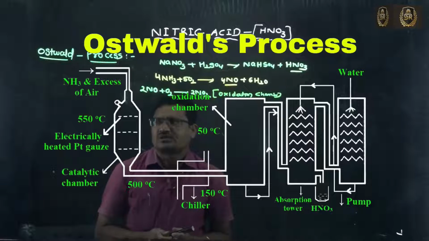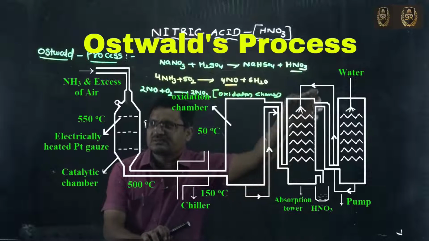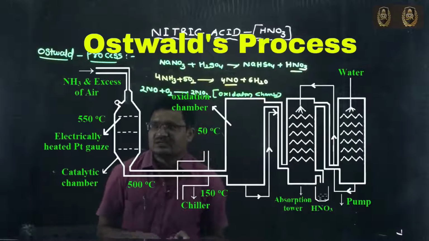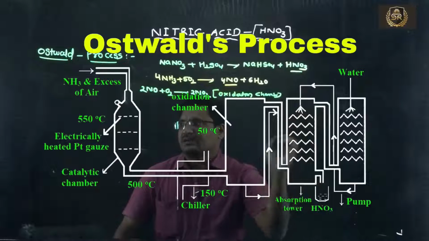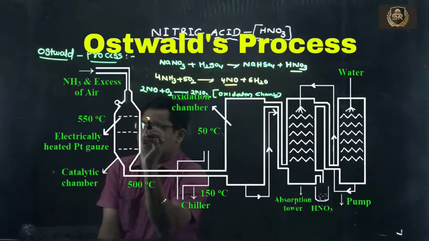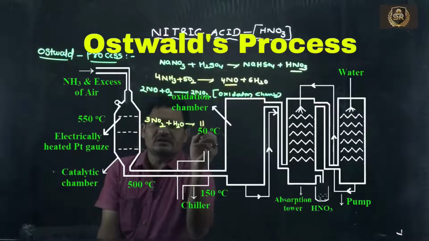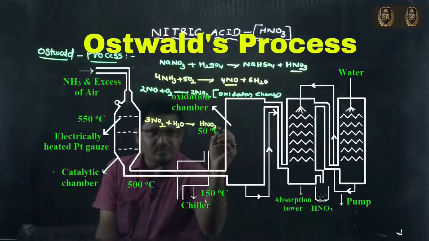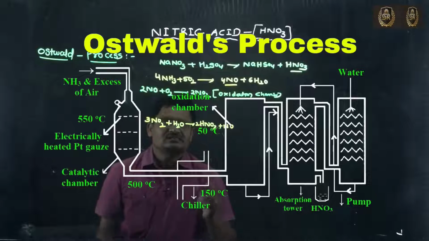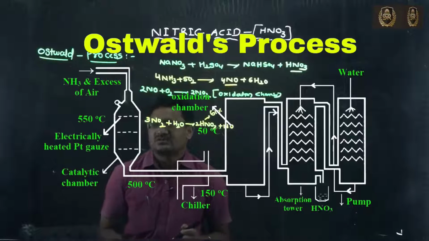Here this nitrogen dioxide is cooled and sprayed with water to get nitric acid formed. So what is the meaning of that equation? Here, nitrogen dioxide reacts with water to get HNO3 plus NO. So this nitric acid is formed at 61%.